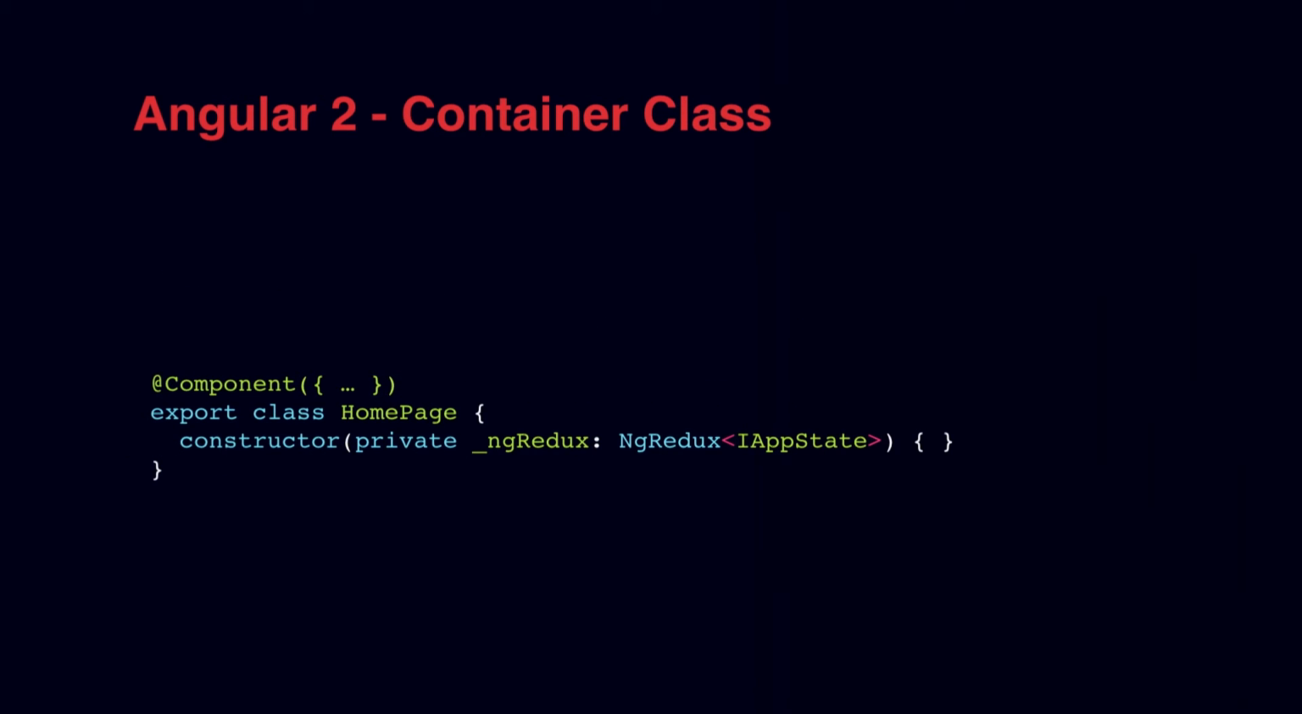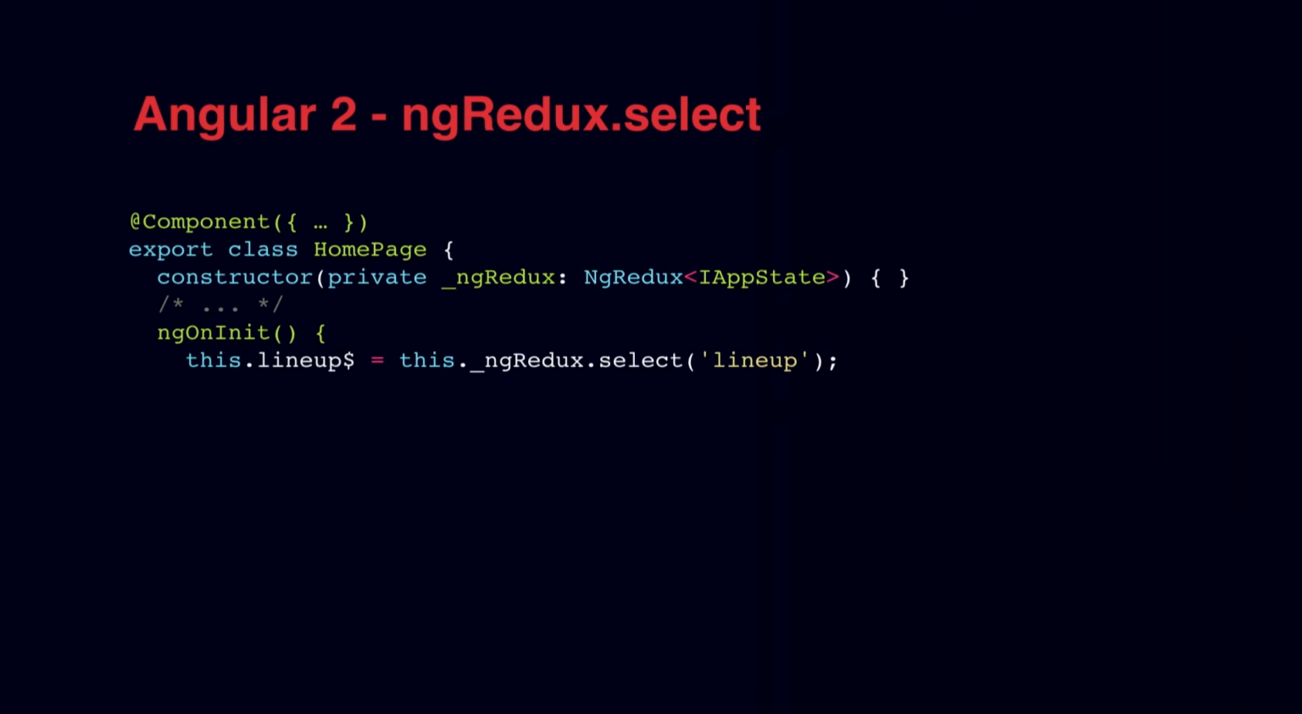So in order to hook this up to our store, we inject ng-redux. It allows us to do stuff. And then we can use the select API to get observables out of our store.